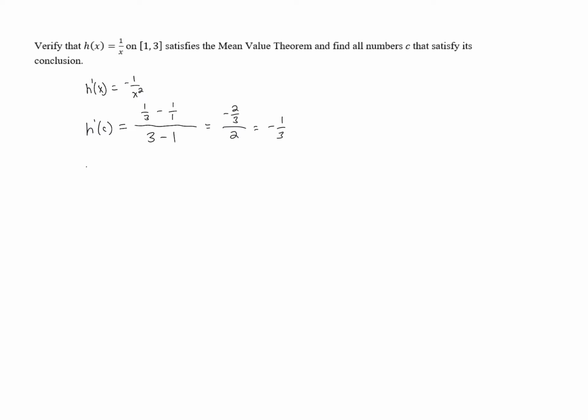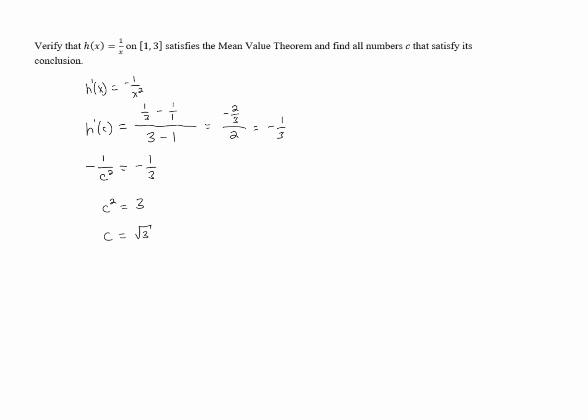Now, the derivative at c is going to be negative 1 over c squared, and we need that to be negative 1/3. Now, clearly these fractions are going to be equal if the denominators are equal. So they're going to be equal when c squared equals 3. We can also get this by multiplying both of them by negative 1 and taking the reciprocals of both sides. And so this is going to give us c equals the square root of 3.